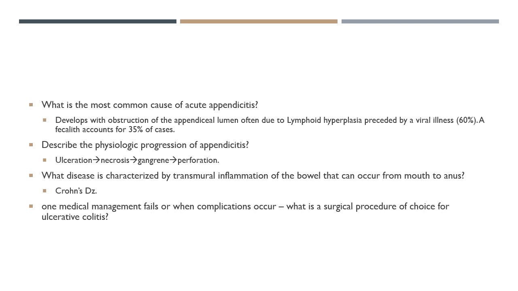When medical management fails or when complications occur, what is the surgical procedure of choice for ulcerative colitis? A total colectomy with mucosal proctectomy and ileoanal pull-through, or IAPP. So total colectomy, removing the entire colon, with mucosal proctectomy and ileoanal pull-through. Basically you're pulling up the anus to the ileum and getting rid of the colon.